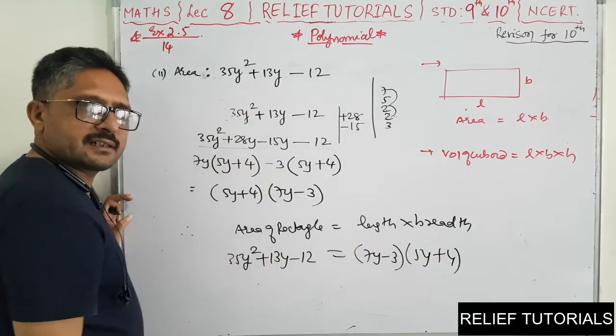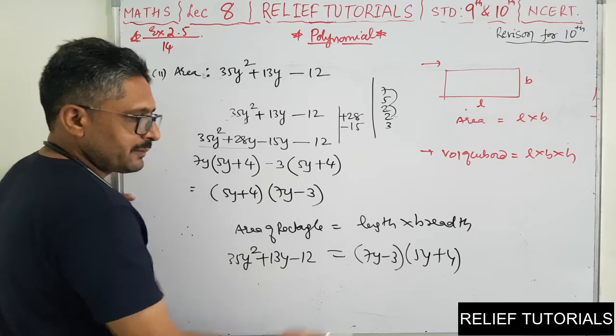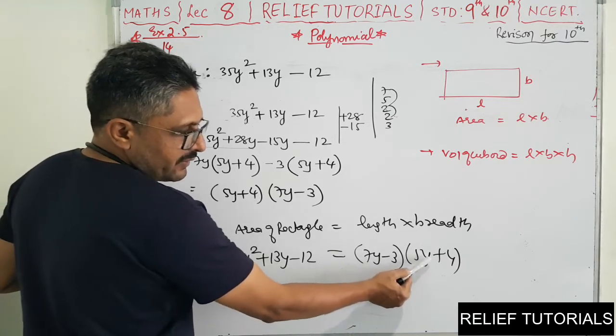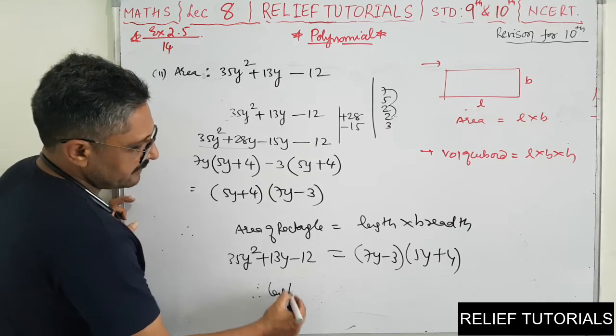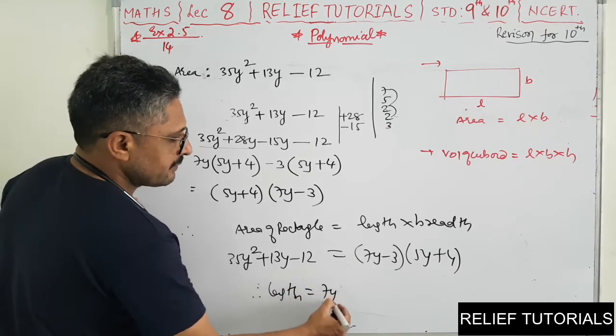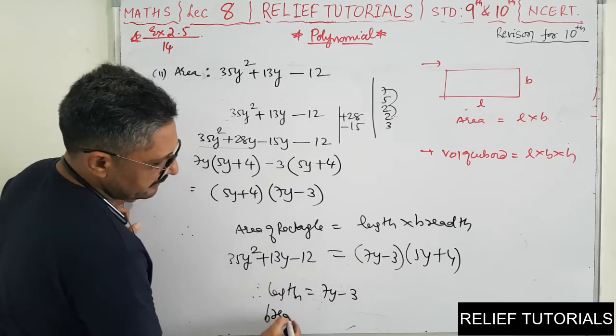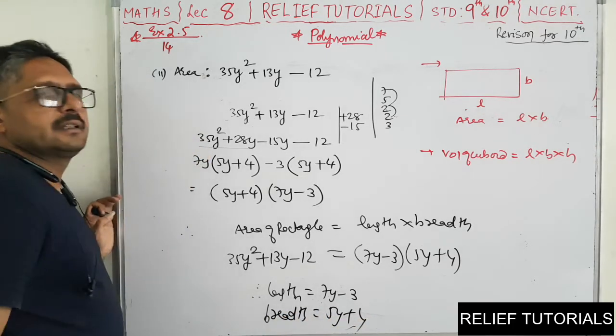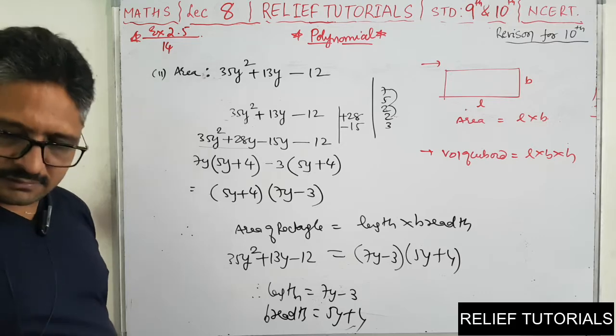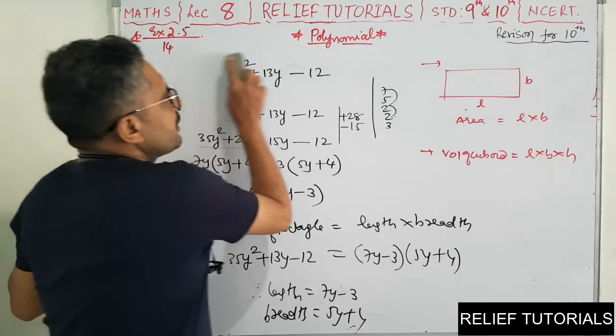So this is length and this is breadth. Why? Because this will be bigger: 7y, this is 5y. Clear? So therefore length is 7y − 3, breadth is 5y + 4. Nothing, just find the factors. Clear? I hope you enjoyed this.